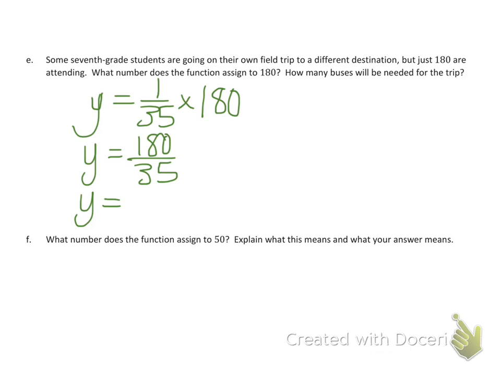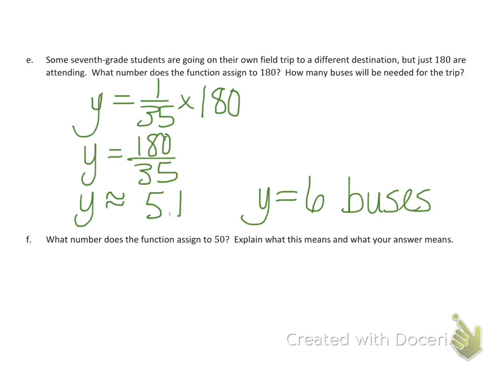And that simplifies to, doesn't come out even again. It's approximately 5.1. And since this is a discrete function here, we're going to need to interpret that 5.1. So we're going to use 6 for our output. We need 6 buses to take the 7th graders on their field trip.